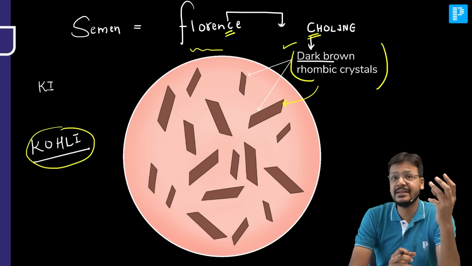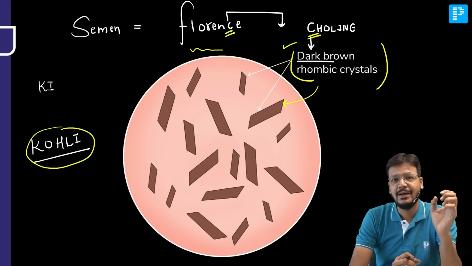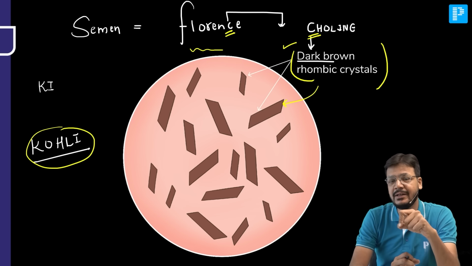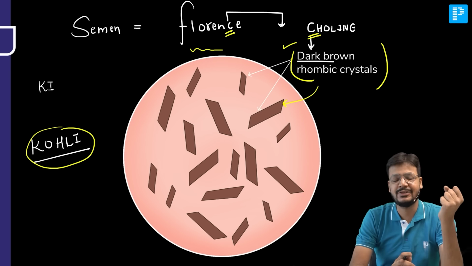So I discussed three tests. Teichmann, man, brown rhombic crystal in blood stain. Takayama, Takatak, pink feathery crystal is Takatak. And Florence has the letter C, that's the choline crystal it detects in semen. So Kohli ka color kya? It's a brown rhombic. We can remember by this trick only.